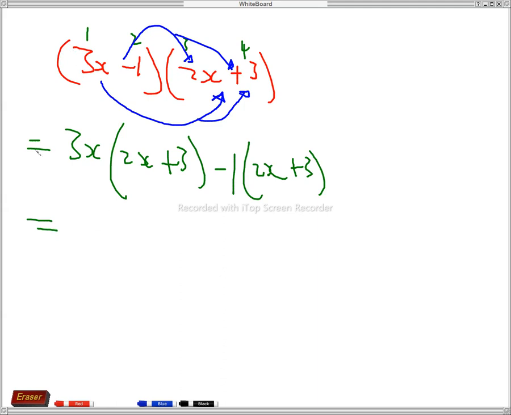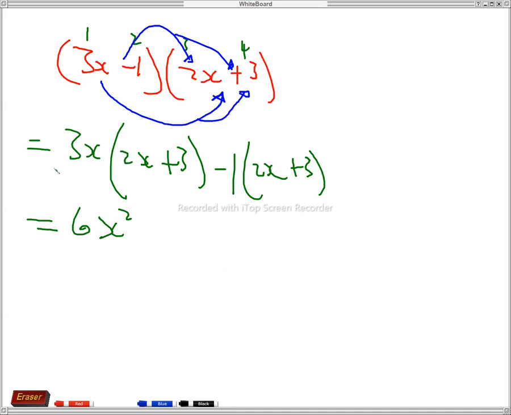What we are going to do here is remove this bracket, you understand? That is why they said expand. Now we are expanding this, and later on we are going to simplify it. So let's expand this and remove this bracket. We are going to say 3x multiplied by 2x, so this is going to give us 6x squared.